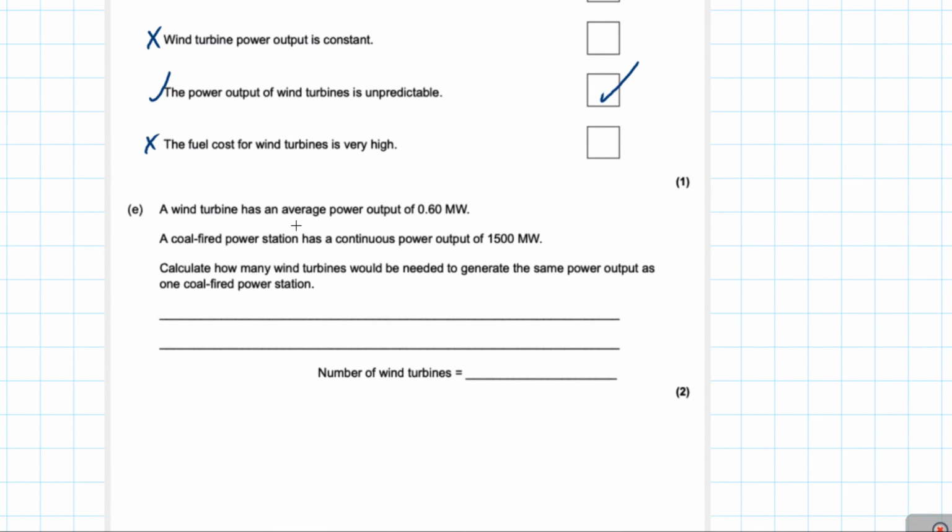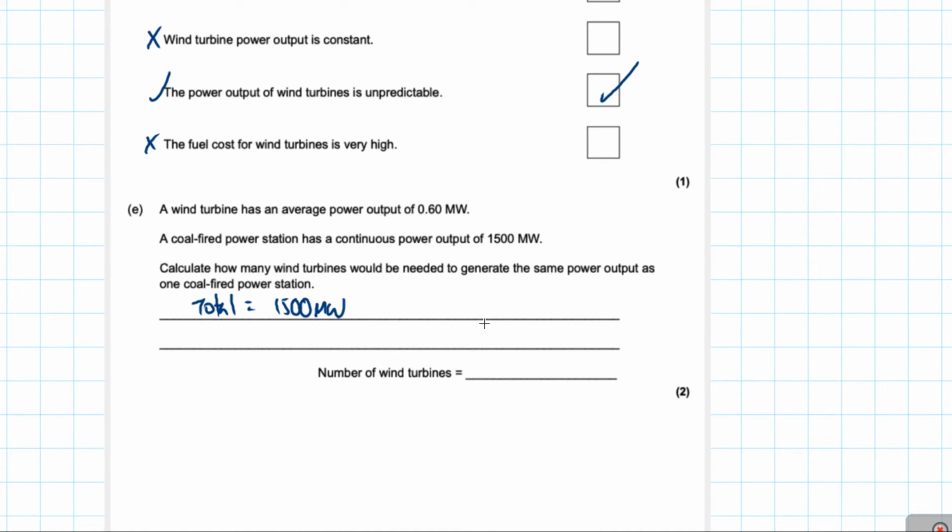A wind turbine has an average power output of 0.6 megawatts. A coal-fired power station has a continuous power output of 1,500 megawatts. Calculate how many wind turbines will be needed to generate the same power output as one coal-fired power station. Okay, so we want to get a total equal to 1,500 megawatts.